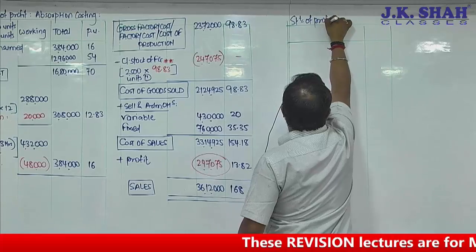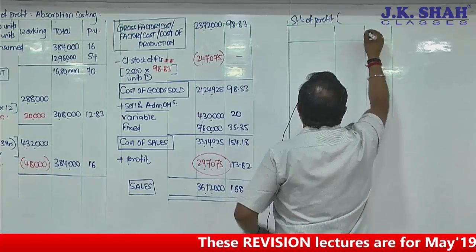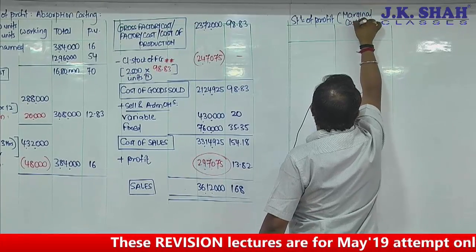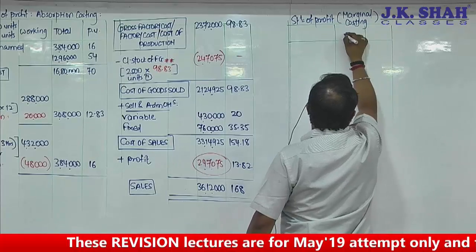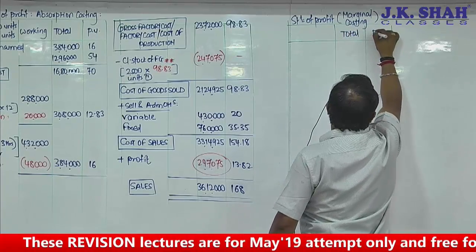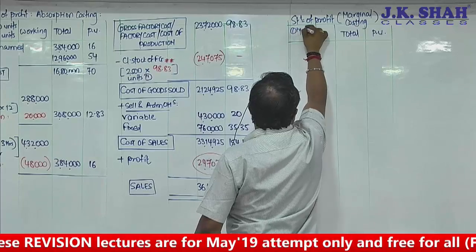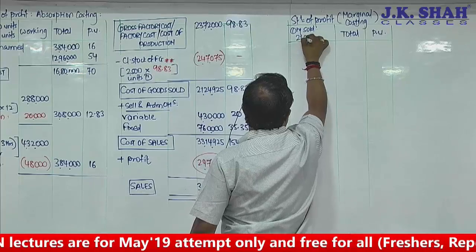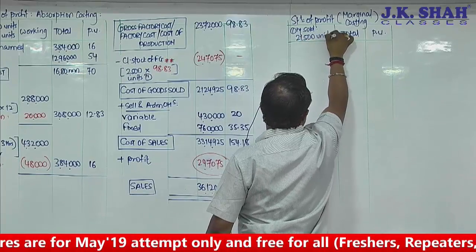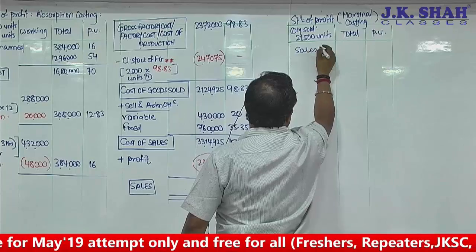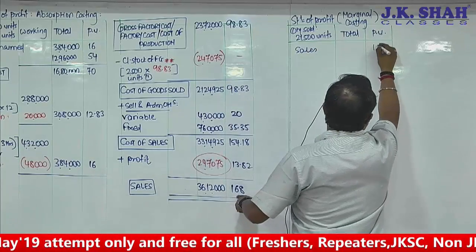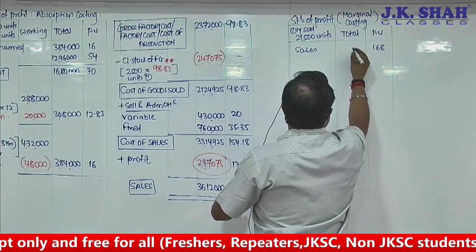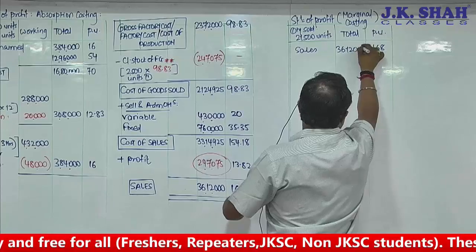Statement of profit, marginal costing, total, per unit. Since we are concerned with profit and sales, we need only quantity sold. We are not preparing a cost sheet here. The format is very simple. It's sales, 168, 21,500 if you sell, you will get 36 lakh 12,000.